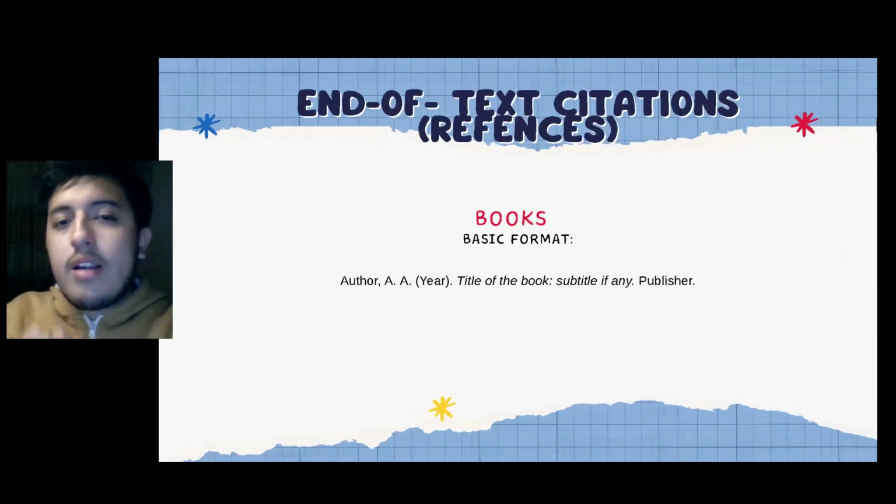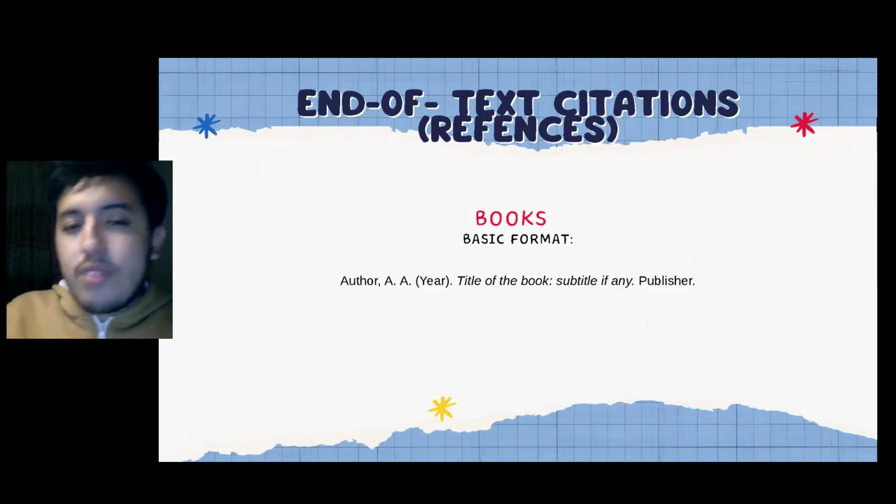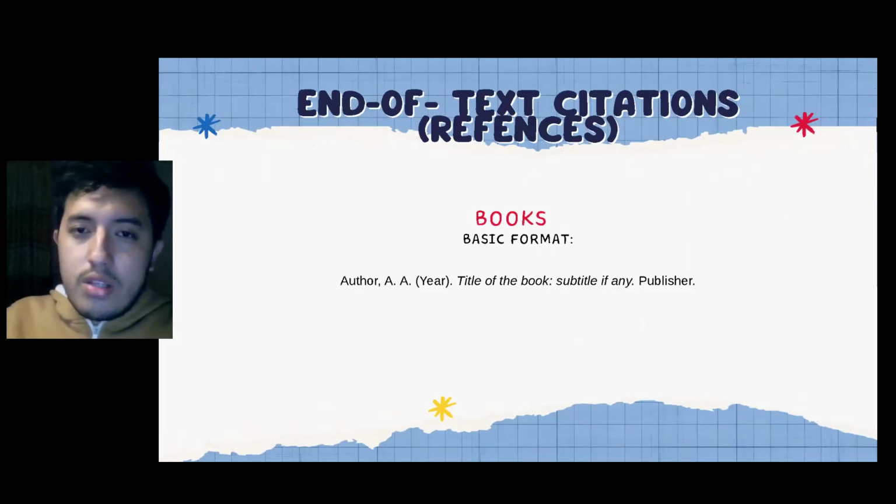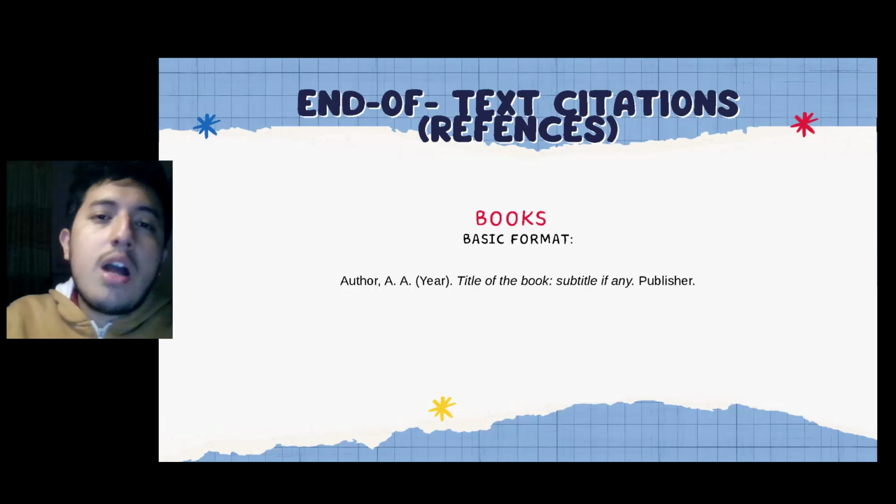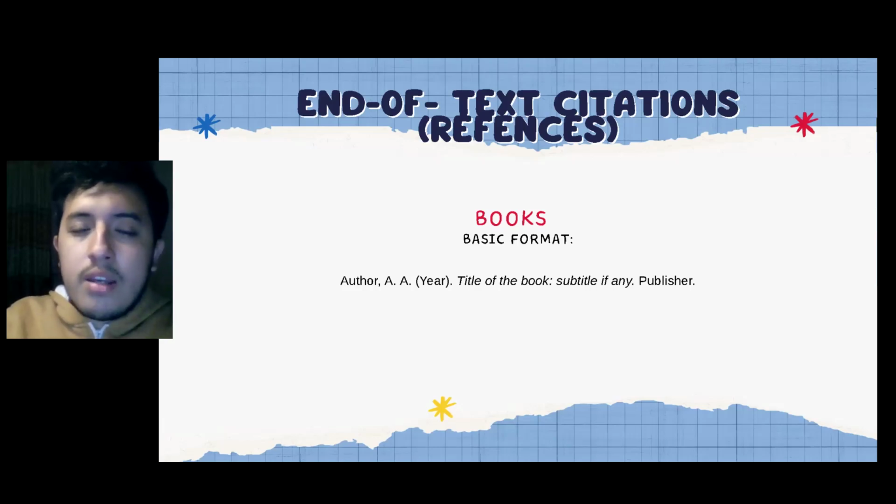Let's talk about that part of the reference with the basic format of the books. This format follows the rules of the APA 7th edition. APA 7th edition says that first goes the author, the last name of the author, then after a comma, the first letter of the name. If the author has more than one name, we can put it in here. In parentheses, the year of publication, after that, the title of the book, and finally the publisher.